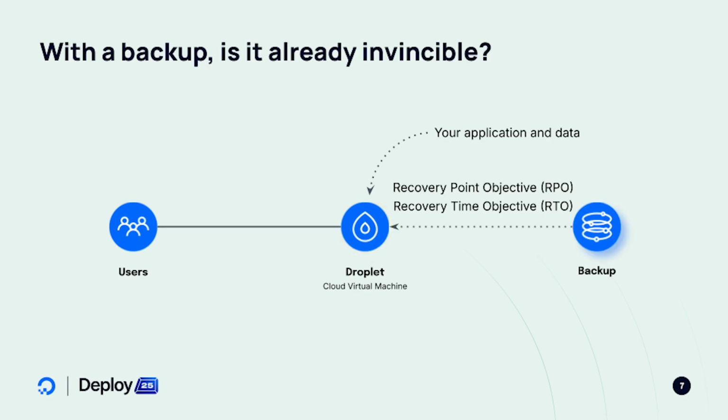The first thing you can think about is, well, I can enable backups, right? So with backups, is your application already invincible? Because the name of my talk is the Invincible App. So is this already invincible? Doesn't feel like it. But the honest answer would be, we don't know, because we haven't defined what invincible is. So let's define it, and I will use two terms from the industry, recovery point objective and recovery time objective.